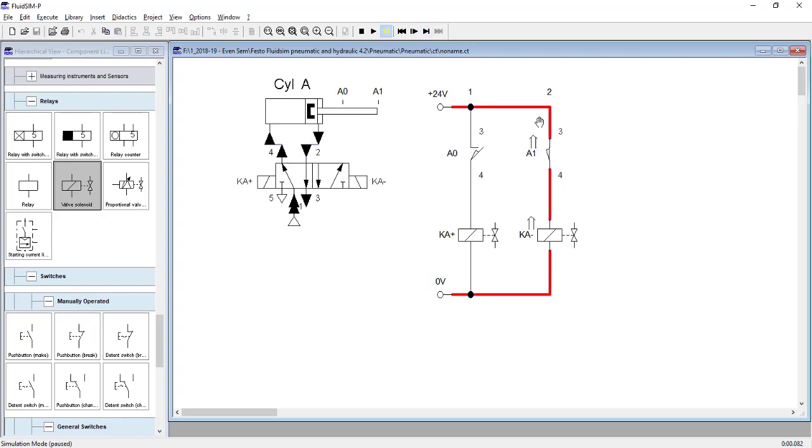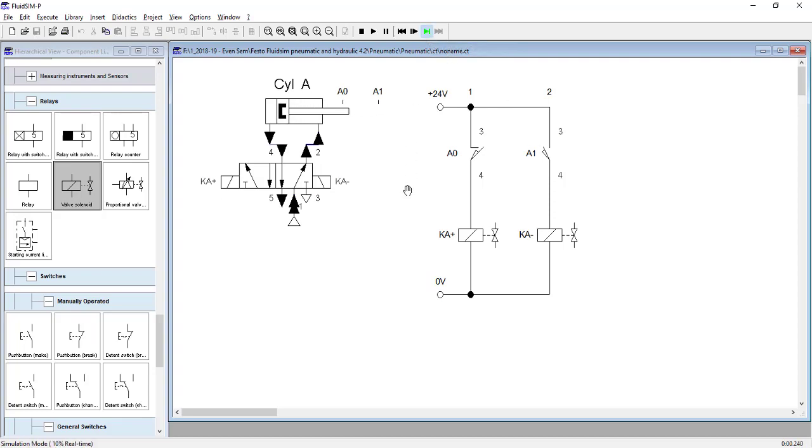As soon as it reaches A1, this circuit closes, so Ka minus will get electricity. Ka minus will get activated and the right position of the valve will become active, so compressed air is going to the right side. Because of that, the piston will move inwards. As soon as the piston moves even a little bit inwards, A1 gets deactivated. Now the piston will move completely inward, A0 will get activated, and again Ka plus will get activated. The piston will move outwards.